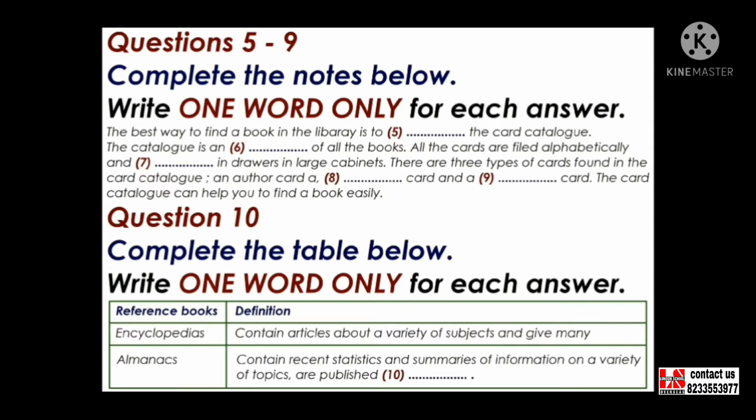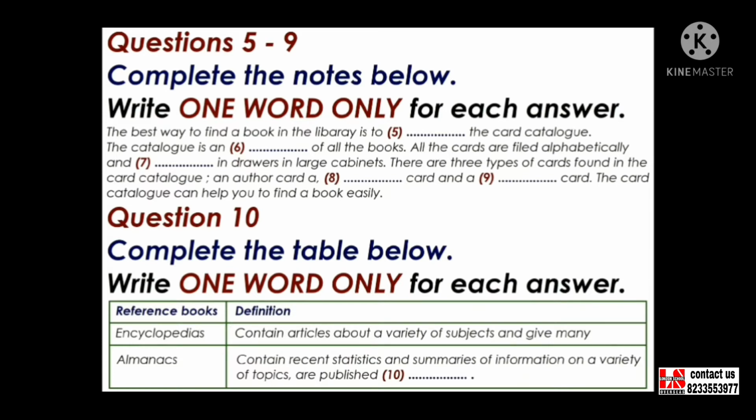We all know that reference books make up an important part of a library's non-fiction books collection. They contain facts and information about any subject you can think of. Reference books are not meant to be read from cover to cover. You should use them when you want important facts and information about a particular subject. Let's see some major types of reference books.